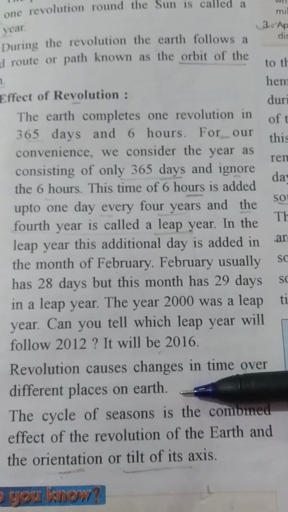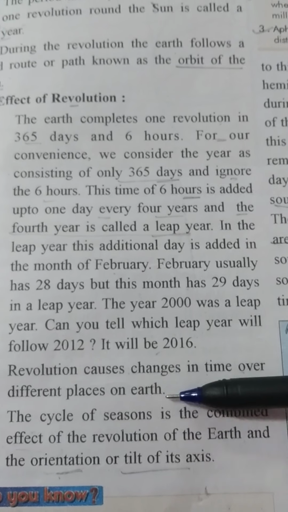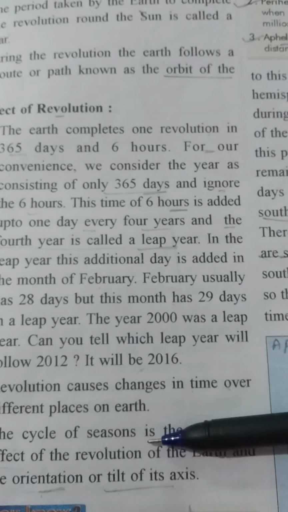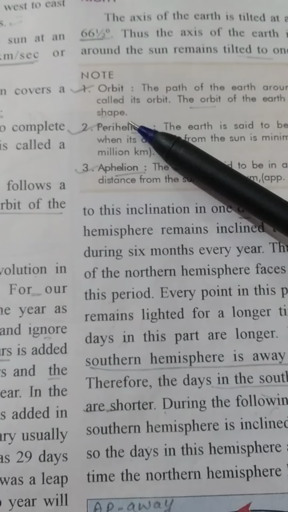The cycle of seasons is the general effect of the revolution of the earth. So read carefully: the orbit, perihelion, aphelion.